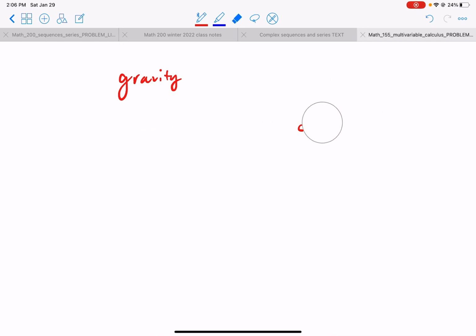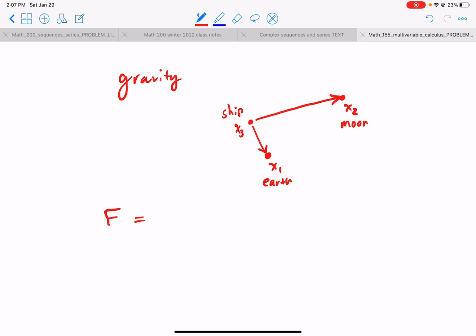And now I'm going to erase everything and say, look, we have the Earth, we have the moon, and somewhere we have our spaceship. Okay? And so let's look at the force on our spaceship. Well, the Earth is going to pull our spaceship towards it, and the moon is going to pull our spaceship towards it. This is our ship. Okay, and so the total force on the ship is going to be a sum of the Earth's force plus the moon's force.